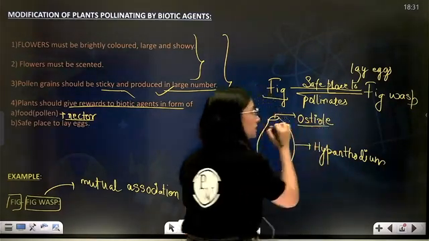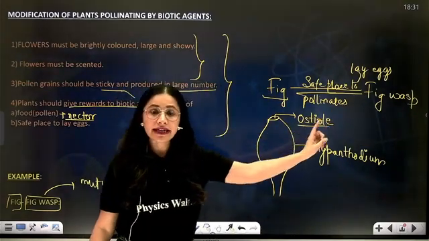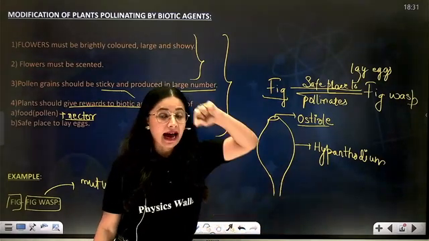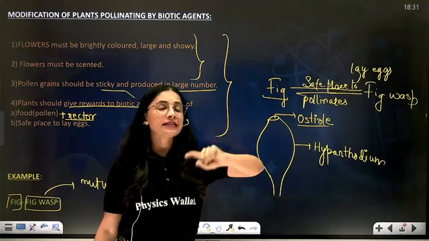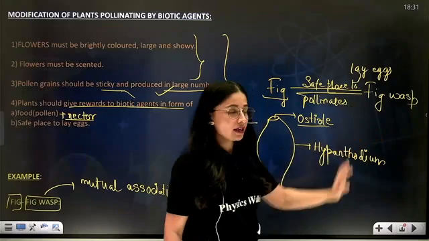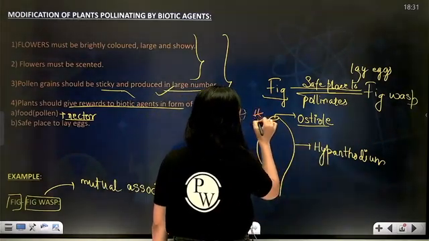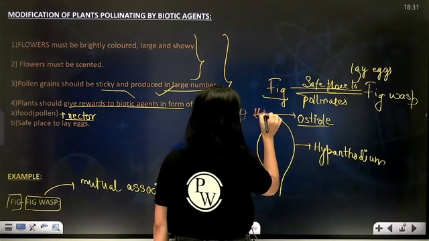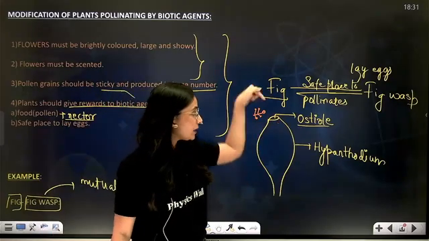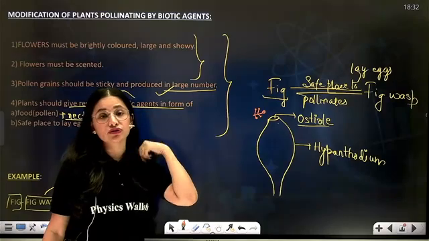Now, the opening in the flower is only known to the fig wasp. The only insect which knows the secret of the fig flower, that it has an opening, is the fig wasp. Right? So what happens? Suppose this is a fig wasp. This is the fig wasp who knows the way to enter inside the hypanthodium, which is the inflorescence of fig.